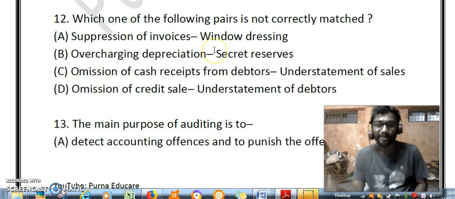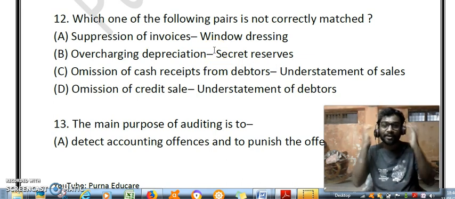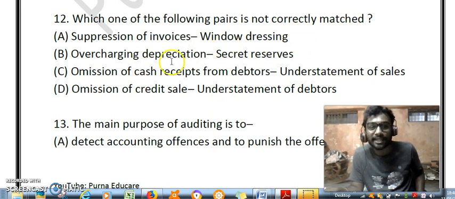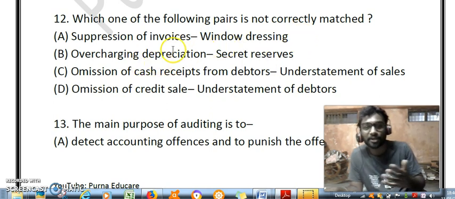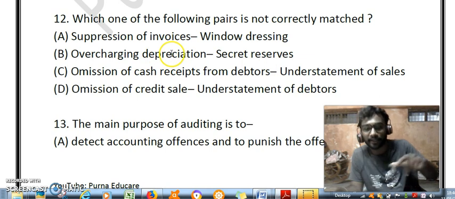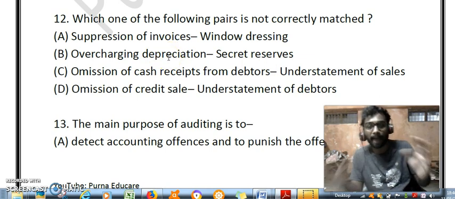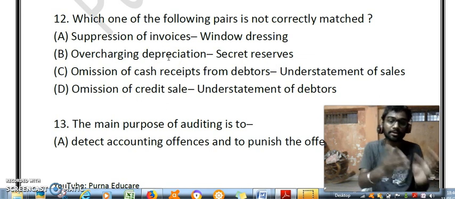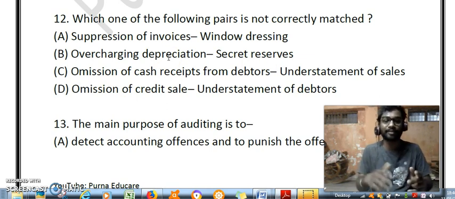Continuing the video, which one of the following pairs is not correctly matched? Suppression of invoices and window dressing. No, window dressing speaks about not disclosing the things that happened and disclosing things that did not happen. This is related to window dressing.